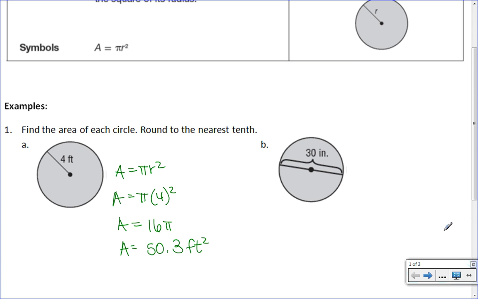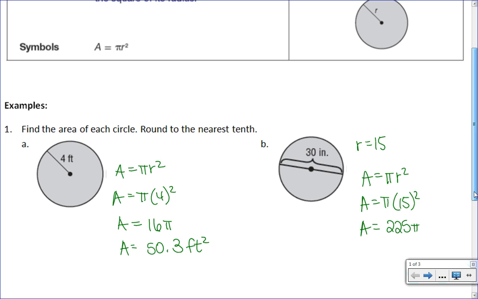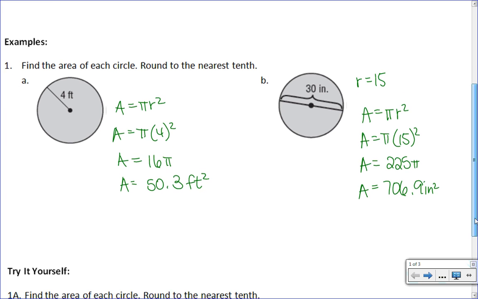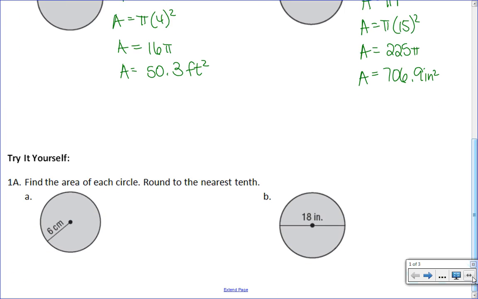For the second one, we're given the diameter. So if the diameter is 30, the radius is 15. So now we can use A equals pi r squared, and we'll replace the r with 15. So 15 squared is 225, so this is 225 pi. And then again, when you put this in the calculator using the pi button, to the nearest tenth, this is 706.9 square inches. Okay, so you're going to do 2 on your own, so pause the video, work through those 2 problems. When you're ready to check your answers, press play.